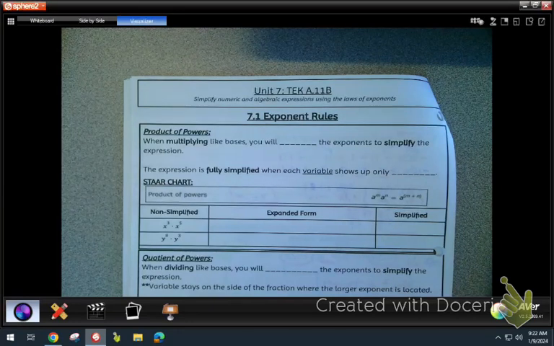Okay? We're going to do a little bit of flipping around here because of the way that this is laid out, but I'm going to kind of go over one rule at a time. We'll learn a rule, we'll do a little practice. Learn a rule, do a little practice. Okay? So the first rule is what we call our product rule, okay?